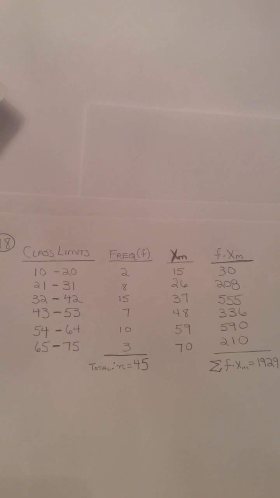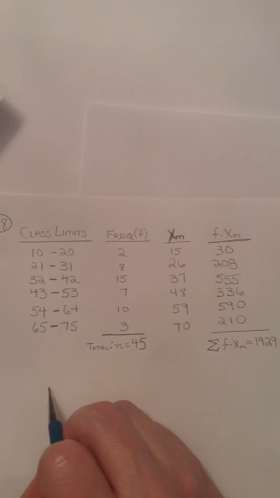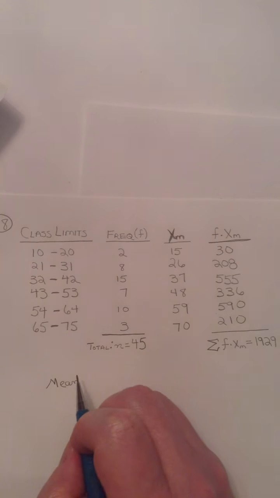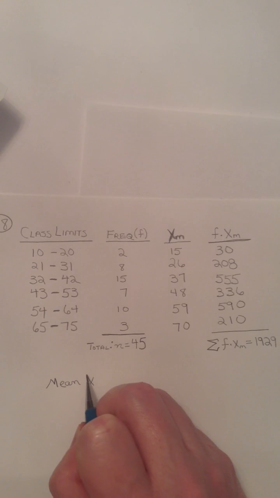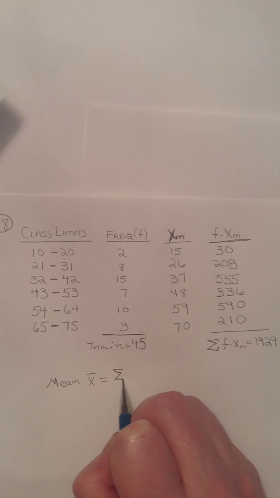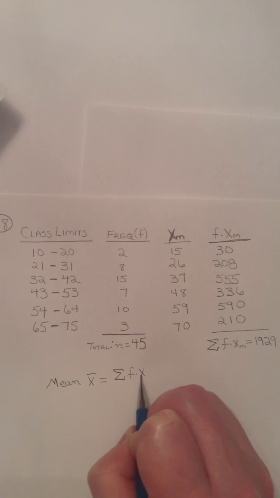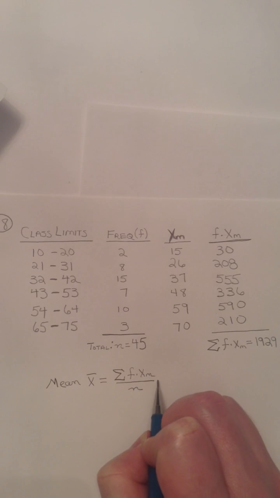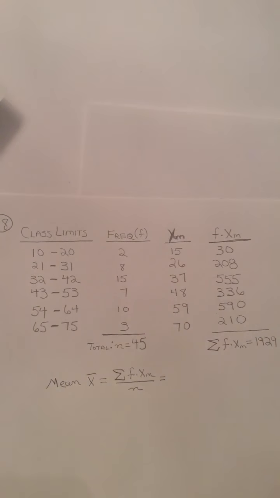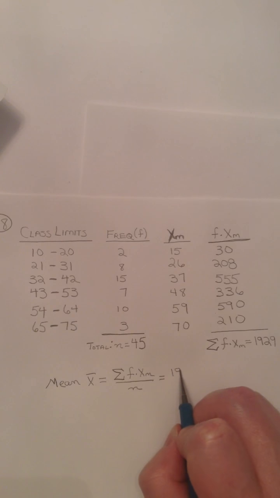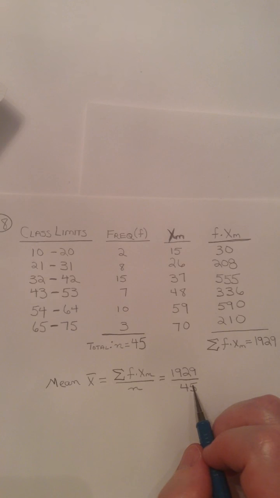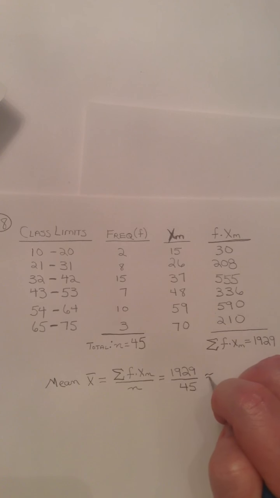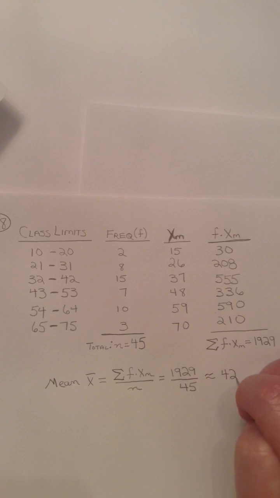Thus in the determination of the mean, where the data is given only as a grouped frequency distribution rather than specific data values, we take the sum of the products of the frequencies and the midpoints, divided by the total number of data items, which is the sum of the frequencies, 45. So the mean is 1929 over 45, which is about 42.9, or to 2 decimal places, about 42.87.